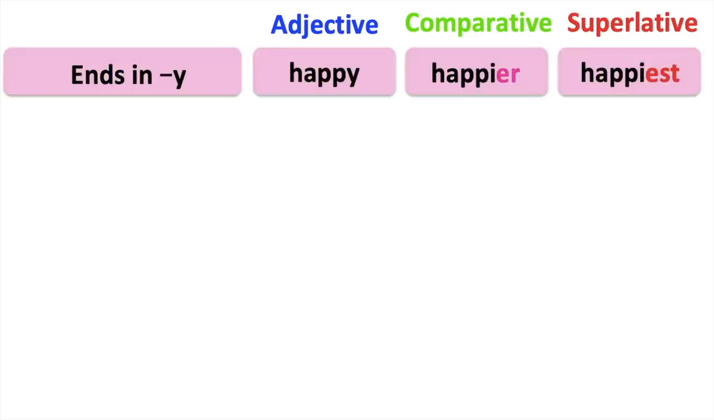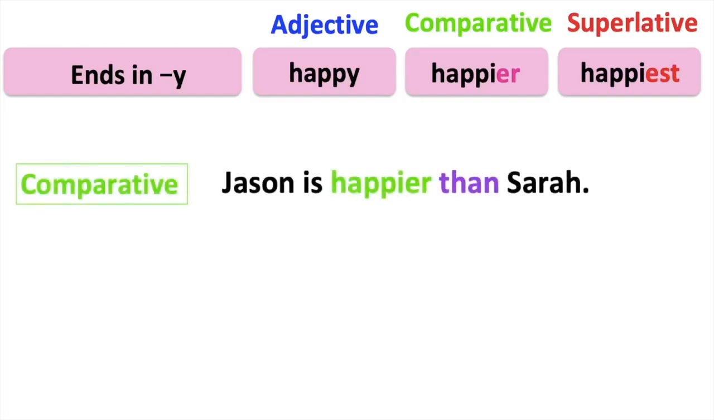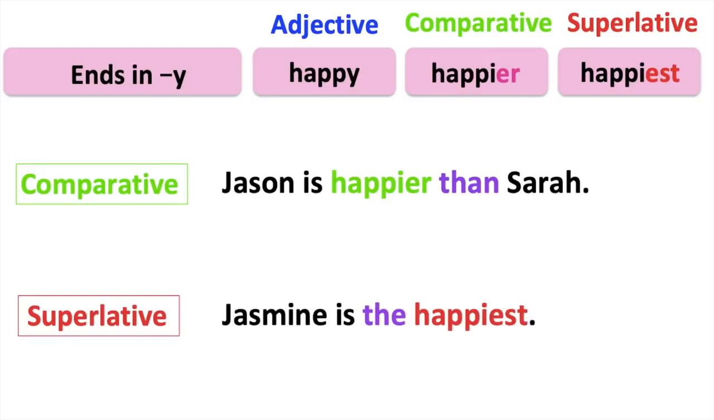For 2-syllable adjectives ending in the letter Y, we remove the letter Y and add I before the ending er or est. For example, Jason is happier than Sarah. Jasmine is the happiest.